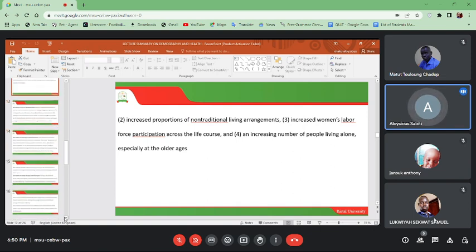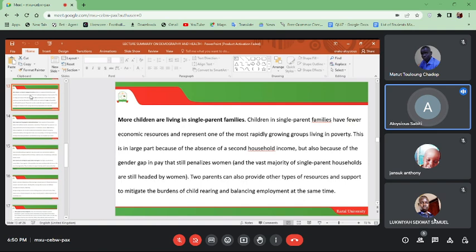So let us look at these changes one by one. We realize that children in single parent families have few economic resources and represent one of the most rapidly growing groups living in poverty. So single parenthood is being associated with poverty. This is in large part because of the absence of a second household income, but also because of the gender gap in pay that still penalizes women. And the vast majority of single parent households are still headed by women. So the family figure, or the fatherly figure, is often taken off from these families, and you realize that they struggle with the income.